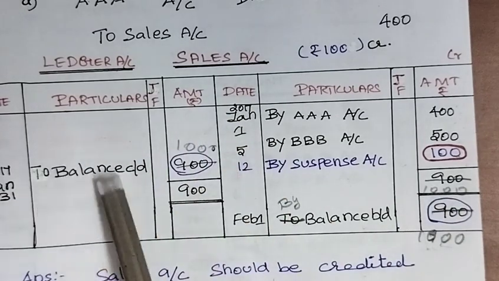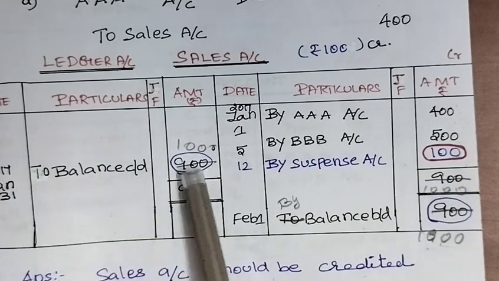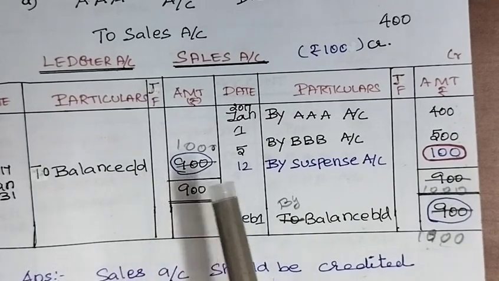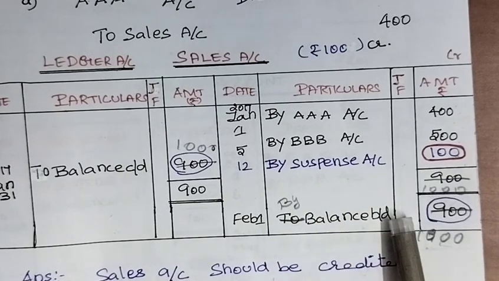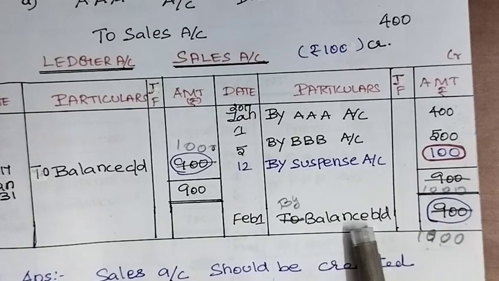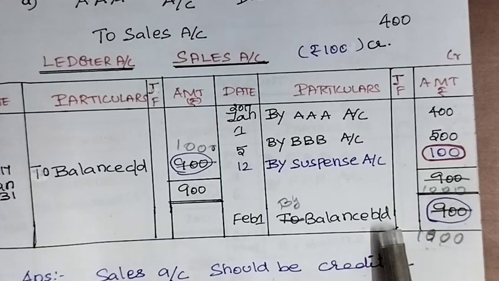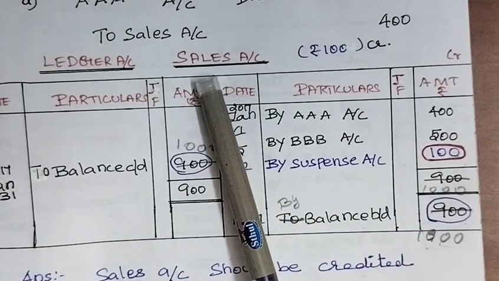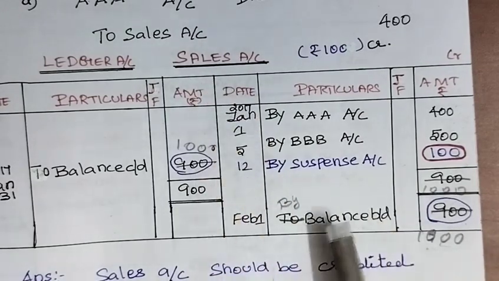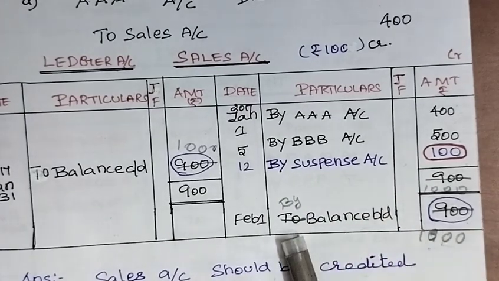So the balance carried down, 900 rupees, is entered here, and that 900 rupees is brought down to the opposite side, below the total. Against the 900 rupees we have written here "by balance brought down." This is the opening balance of the sales account, okay. Where does the sales account show? On the credit side. This is the opening balance.